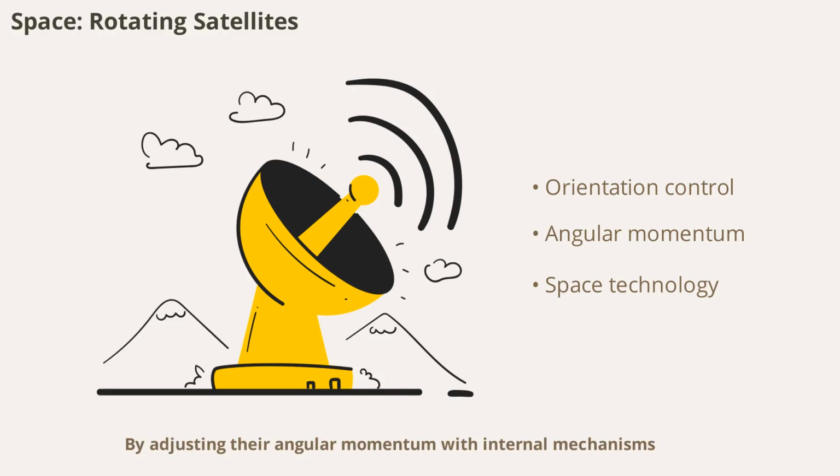By adjusting their angular momentum with internal mechanisms, they can point instruments or solar panels in desired directions. This is crucial for communication, observation, and navigation.